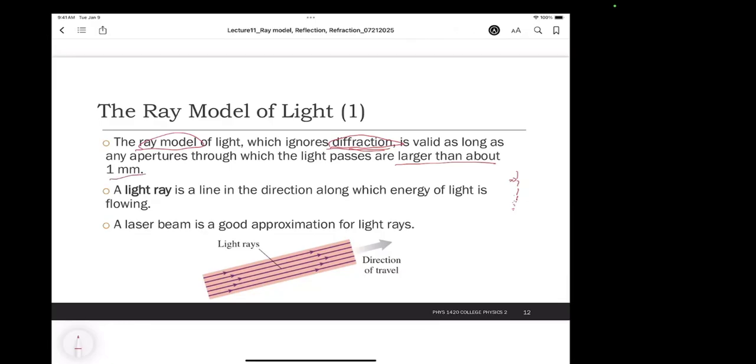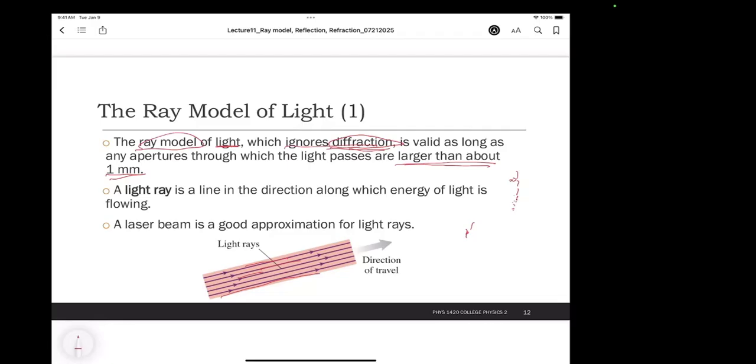Which means if there is an opening whose size is larger than about 1 millimeter, you can ignore the diffraction, and the light will follow the ray model. It will not show the wave model. Does it make sense to you? And a light ray is a line in the direction along which energy of light is flowing. For example, this here is the direction of light travel, and this is the light rays.